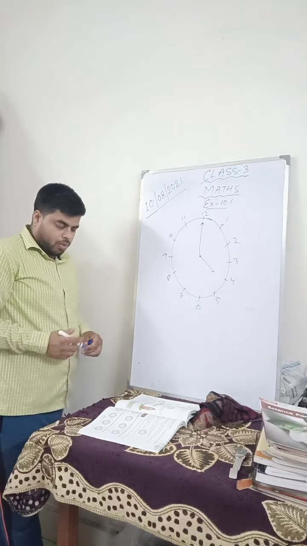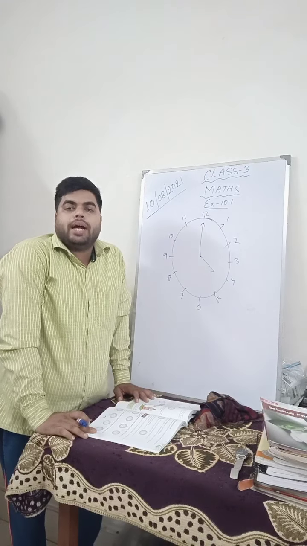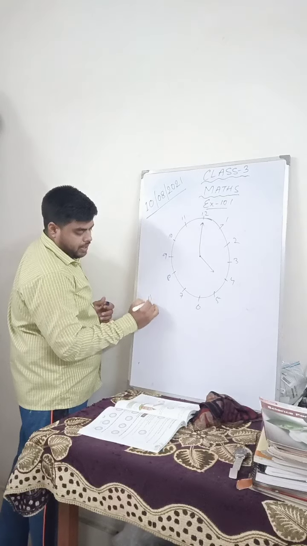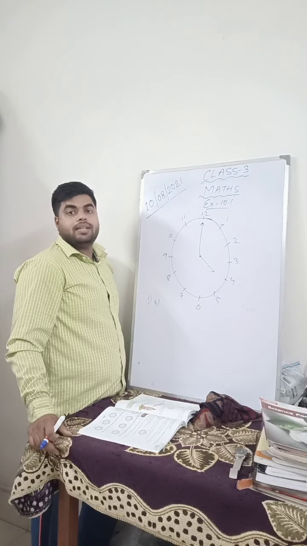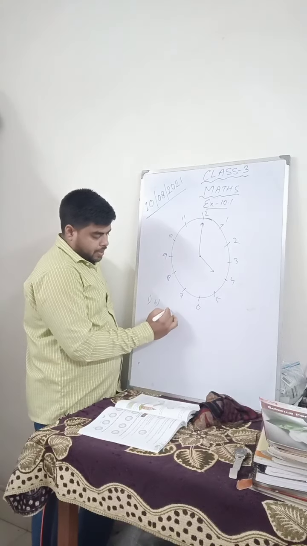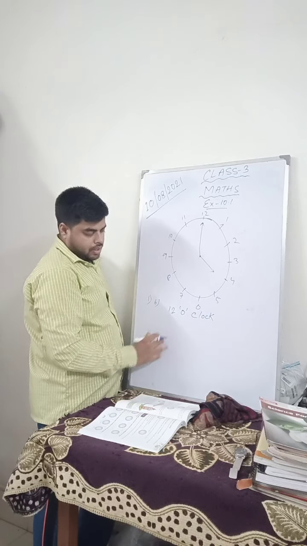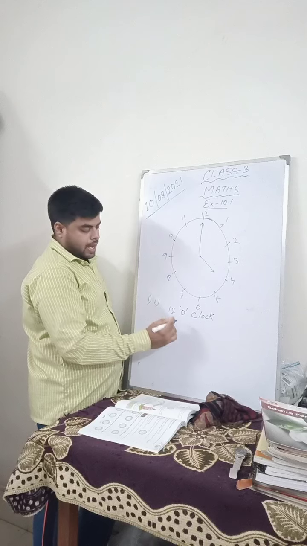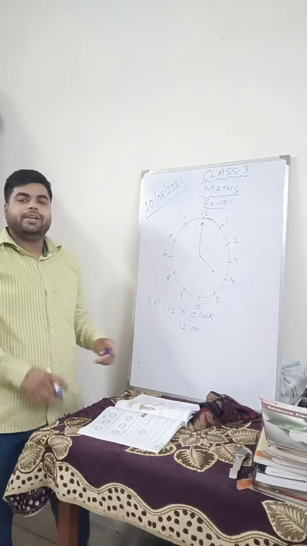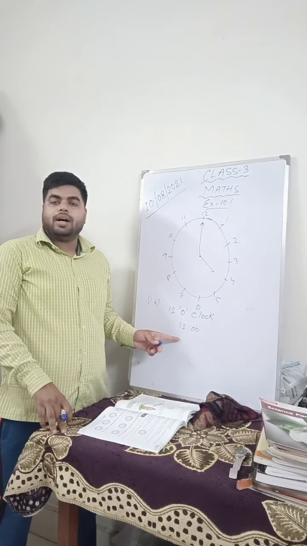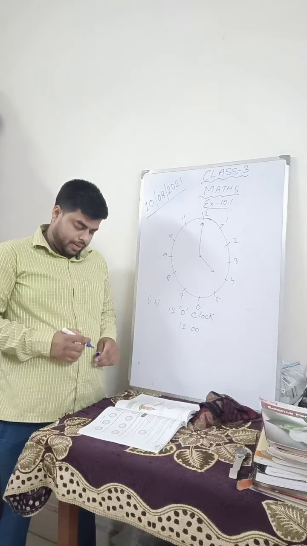In question number 1, they have given you a few clocks, and you have to write the time. For question number 1b, suppose B, the minute hand as well as the hour hand are both facing 12. So the time is 12 o'clock, and this is in words, and you have to write this in numbers. When you write 12:00, the first 2 numbers are the hour hand and the next 2 are the minute hand.